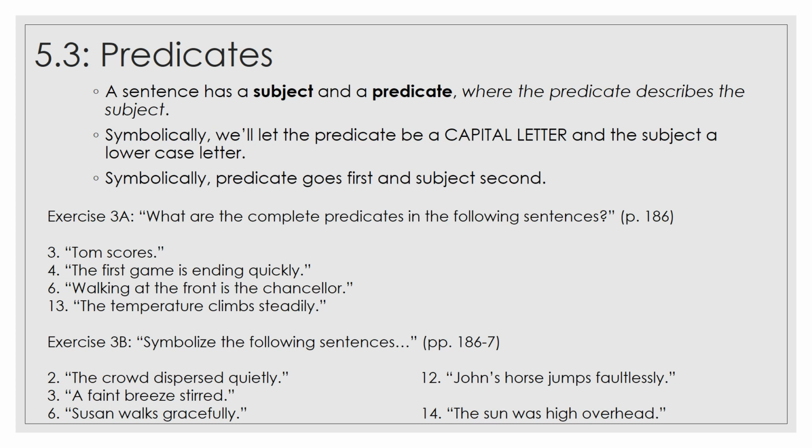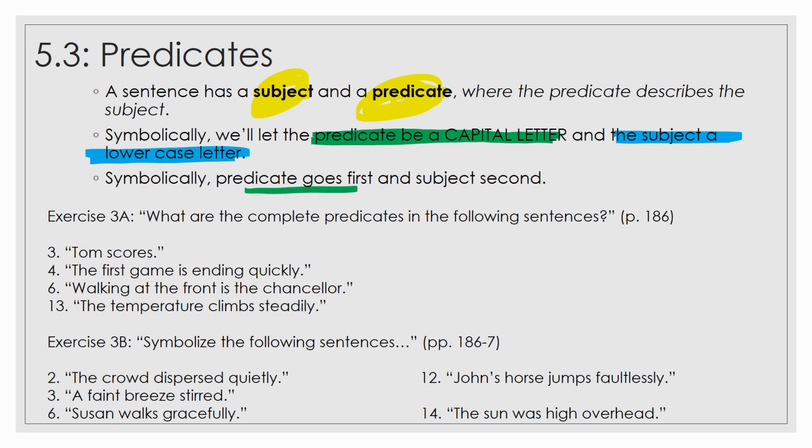Section 5.3 of the Suppes and Hill textbook is on predicates. As you know, a sentence has a subject and a predicate, where the predicate describes the subject. The subject names something, whereas the predicate describes that something. By convention, symbolically, we let the predicate be a capital letter, and we let the subject be a lowercase letter. Moreover, the predicate always goes first, and the subject goes second.